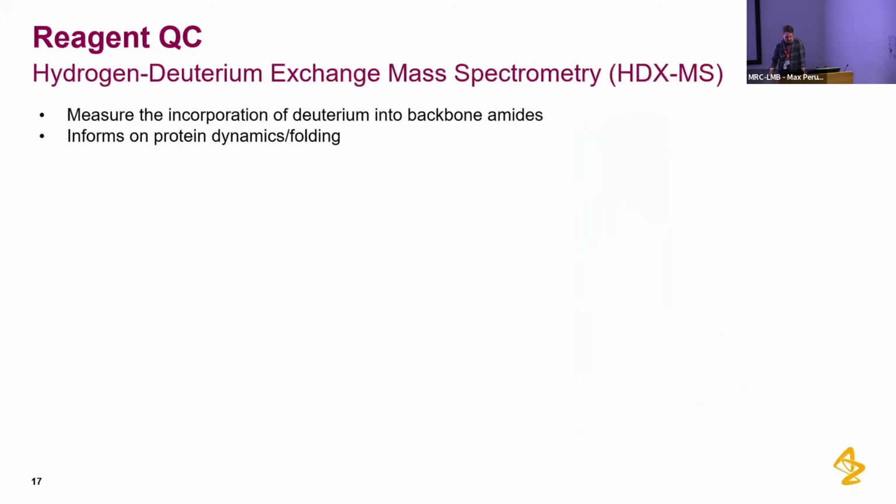Another mass spec technique that we use at various points in the process is HDX-MS, which you will have heard about in one of the previous lectures. But essentially, this is a technique that we can use to get an insight into the dynamics of the protein and whether there's folding in the sequence. We do this by measuring the incorporation of deuterium into backbone amides if you expose the protein to a solvent that contains mostly D2O versus H2O.